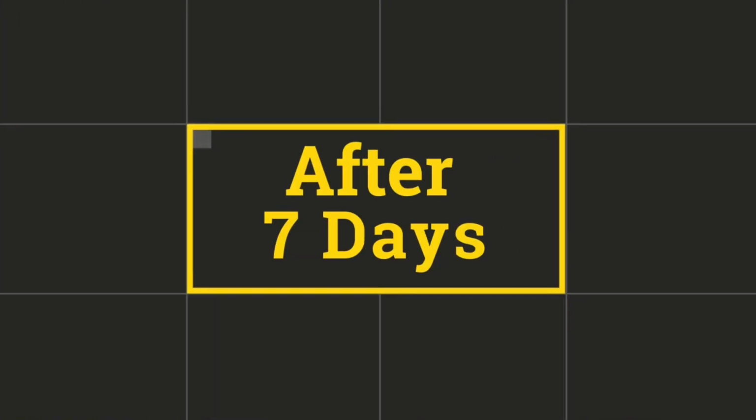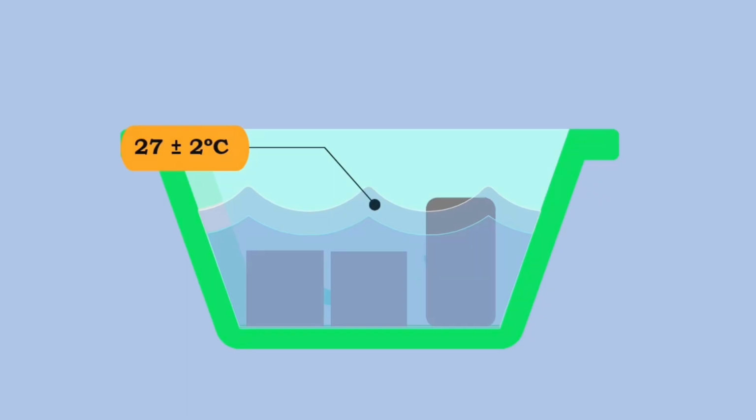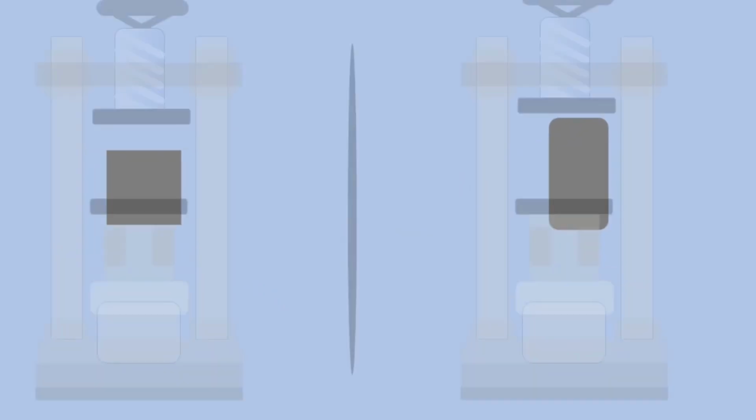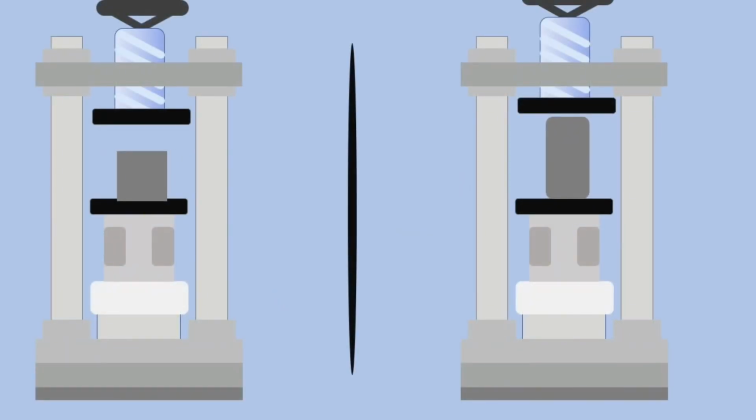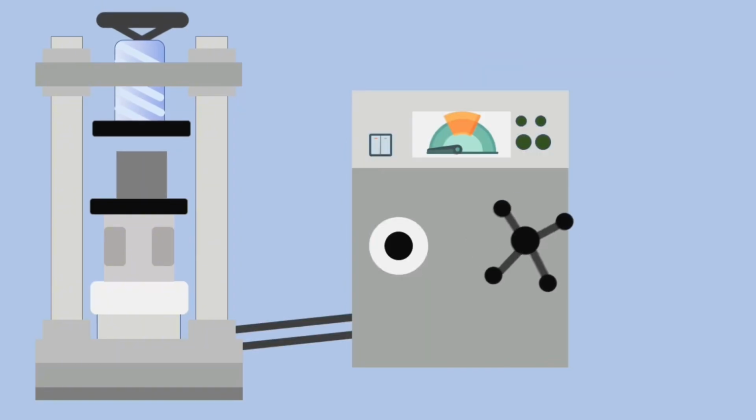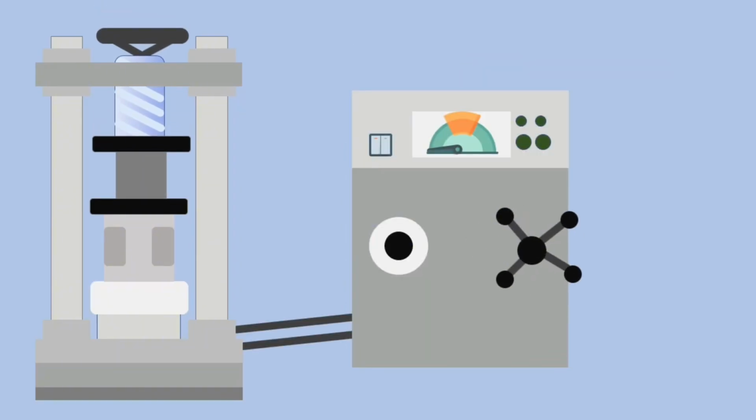After 7 days, the specimen is taken out of the curing tank and dried for a while. Then, the specimen is placed on the compression testing machine. The cube specimen is just placed on the bearing plate, while the cylindrical specimen is placed vertically. The instrument is adjusted such that the plate touches the top surface of the specimen.